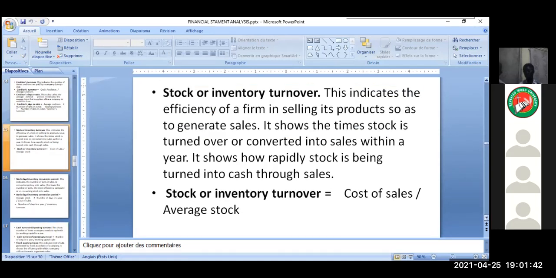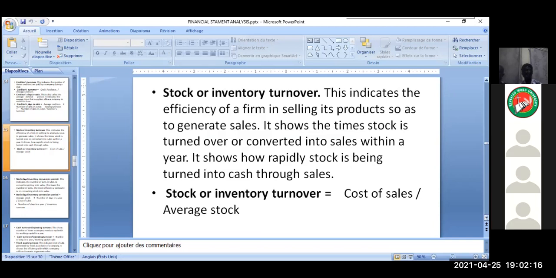Stock or inventory turnover. It is very important to control stock in business. This indicates the efficiency of a firm in selling its product so as to generate sales. It shows the times stock is turned over and converted into sales within a year. It shows how rapidly stock is being turned into cash through sales.